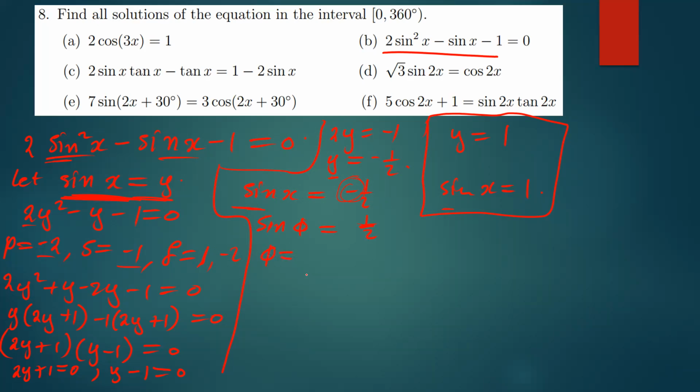So phi will now be equal to sine inverse of what? Of half. So sine inverse of half is simply just 30 degrees.